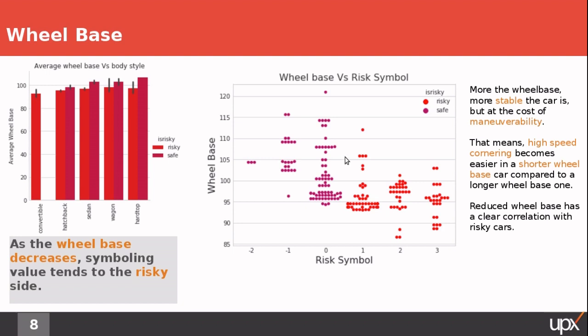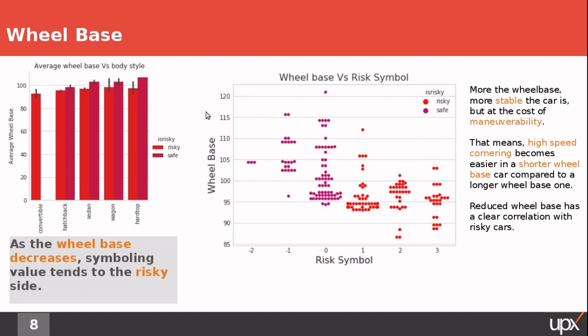Now let's see the impact of wheelbase. Wheelbase actually is the distance between the center of the front wheel to the center of the rear wheel. So this parameter indicates a lot of things about an automobile. As the wheelbase increases, the vehicle becomes stable on the road, but we sacrifice maneuverability of the vehicle.